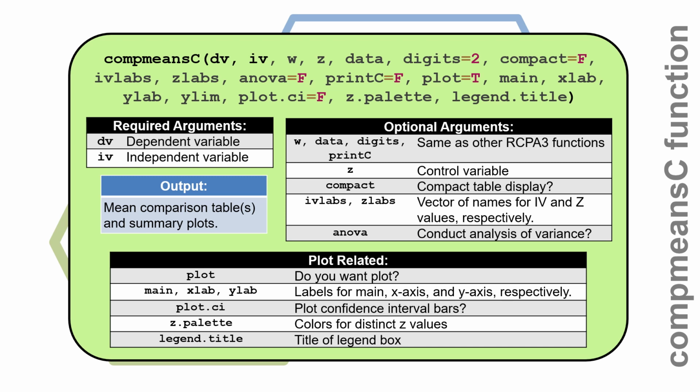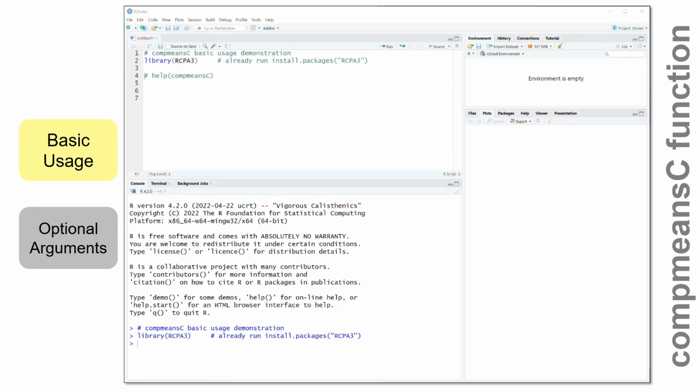To see how to use the compmeansC function, let's work through some examples. Let's demonstrate the basic usage of the compmeansC function. All I did before the video started was to load the RCPA3 package using the library command.